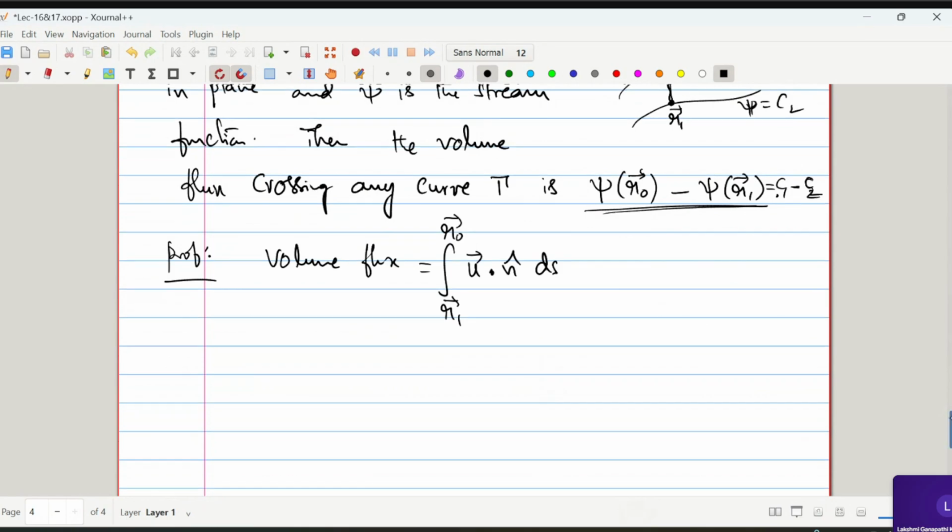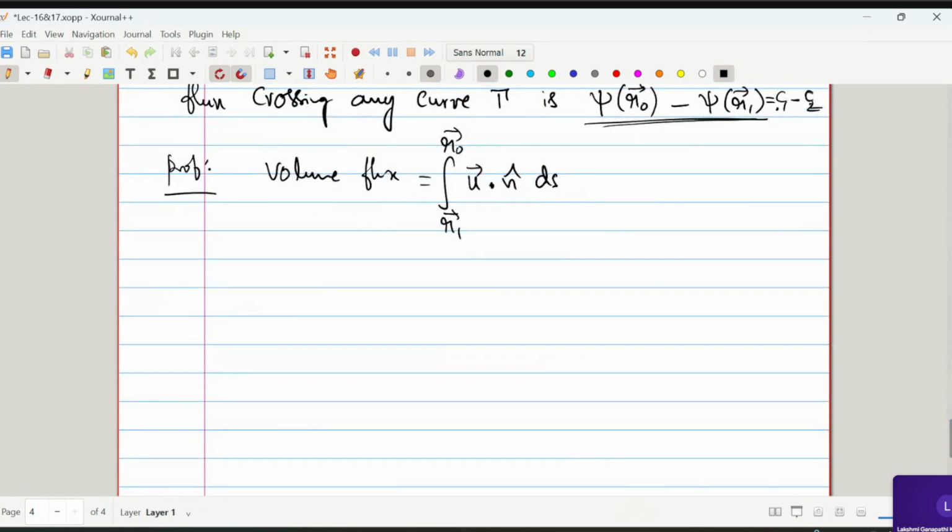Okay, this is a line. Basically, ds is the line element. Small ds is the arc length. So ds is the arc length of gamma.